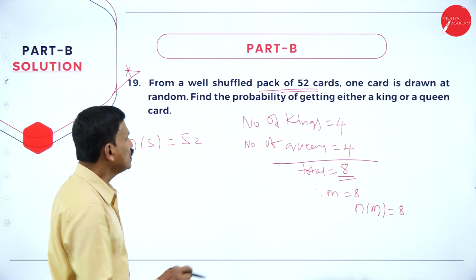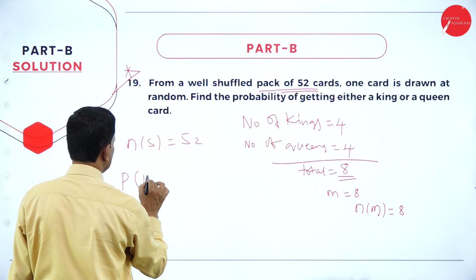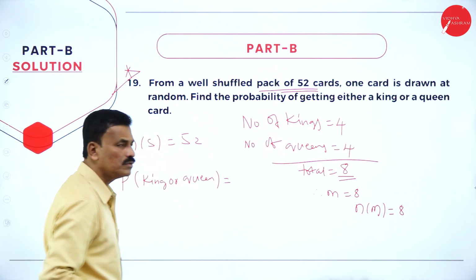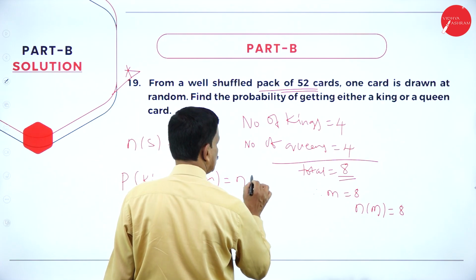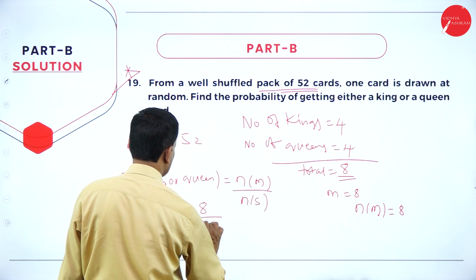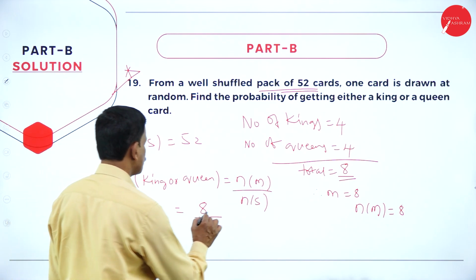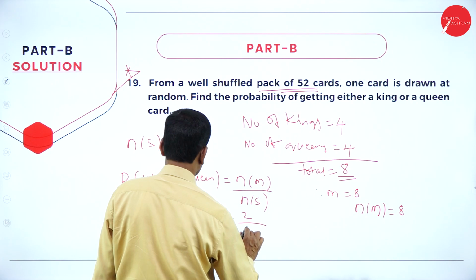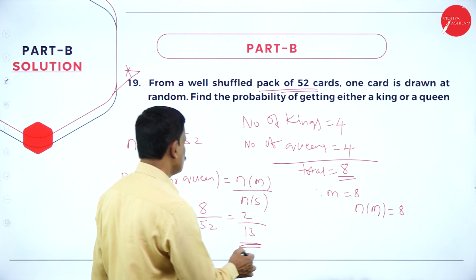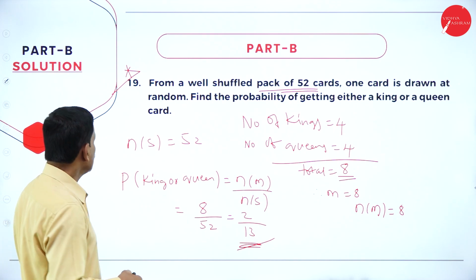Now, what is to find? Find the probability of getting either a king or a queen. So, the probability of a king or queen is nothing but n of M divided by n of S. What is n of M? 8 divided by 52, 8 by 52. Now, you can divide by 4. 4 2s are 8, 13 4s are 52. So, the required probability is 2 by 13. That's it. Now, move on to the next question.